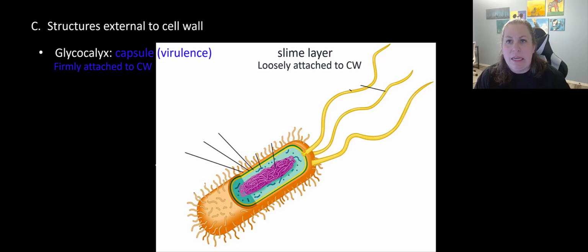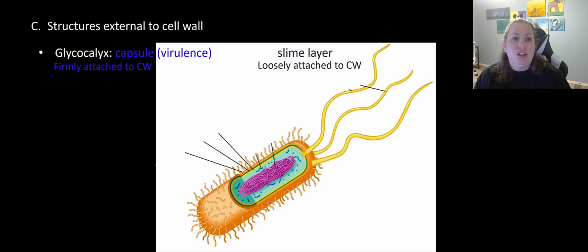All right, so let's talk about the structures that are external to the cell wall that can be found in bacteria. We have the plasma membrane, then we have the cell wall, and these are outside of the cell wall. Now, the outermost layer is known as the glycocalyx. It's a capsule. This capsule is what gives bacteria some of its virulence, meaning that it can cause disease, and it's firmly attached to the cell wall.